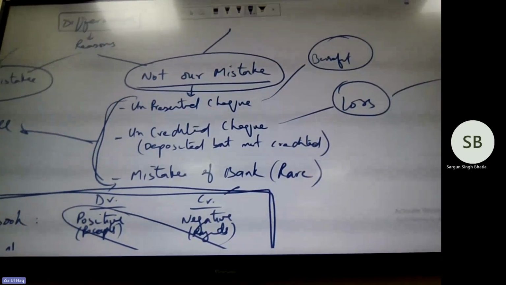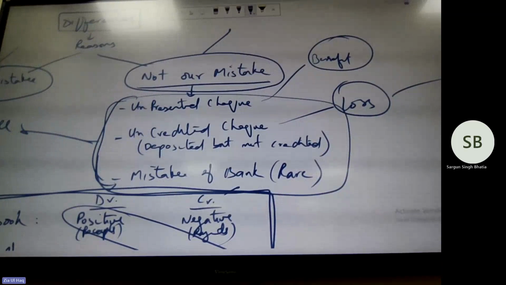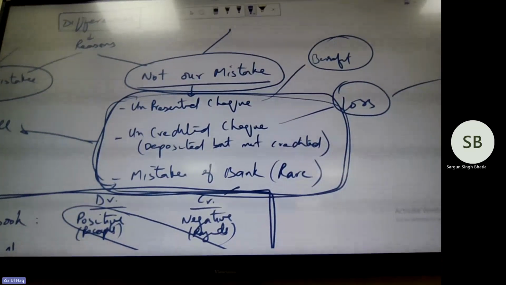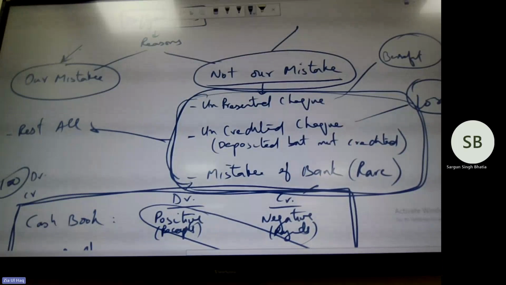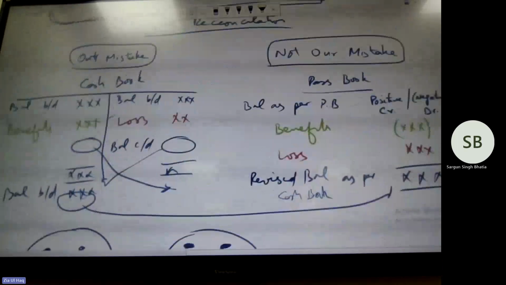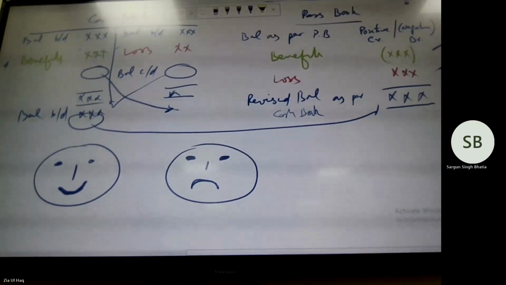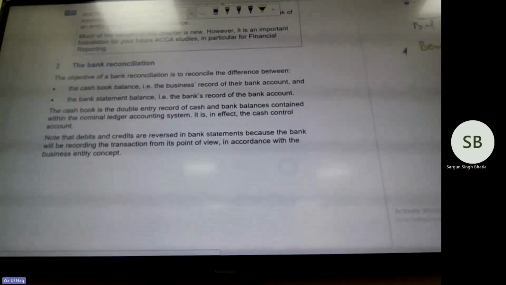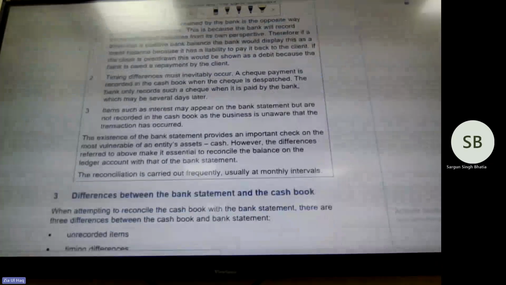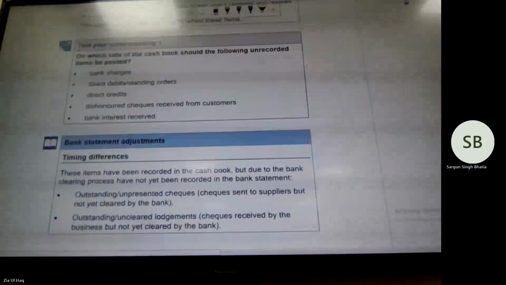And these three items are relating to mistakes not on our end. Except these three, whatever will be the difference, that will be relating to our mistake. For that, we need to adjust cash book. Is that fine? Yes, sir. Let's move directly towards questions.